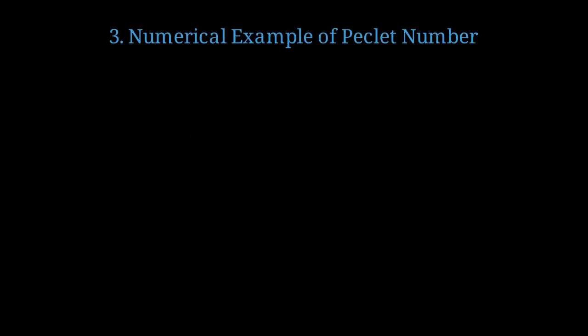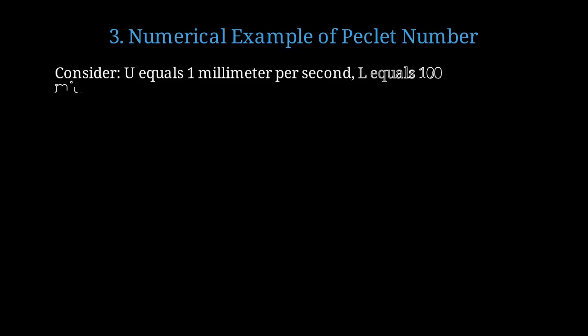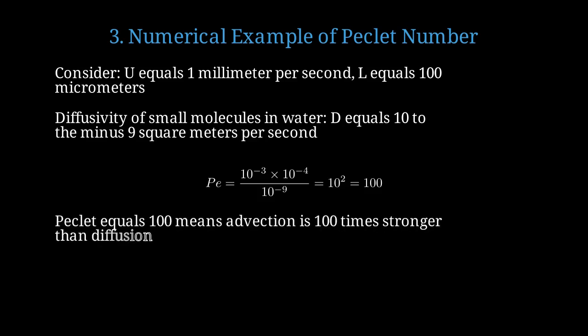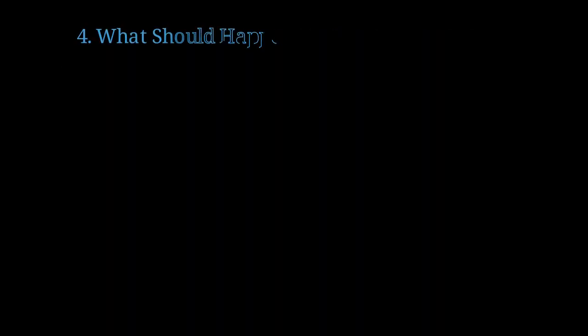Let's calculate a typical Péclet number for a micromixer to understand the regime we're working in. Consider a typical micromixer with velocity of 1 millimeter per second and channel width of 100 micrometers. For small molecules in water, the diffusivity is approximately 10 to the minus 9 square meters per second. Calculating 10^-3 times 10^-4 divided by 10^-9 equals 100. A Péclet number of 100 means advection is 100 times stronger than diffusion, so we absolutely need chaotic stretching to achieve mixing. Theory predicts that chaotic flow should produce exponentially fast mixing.